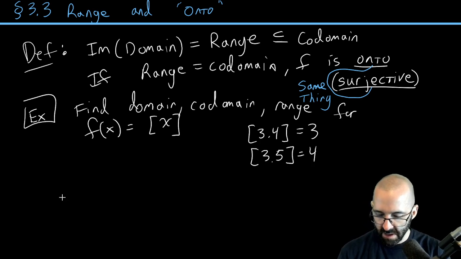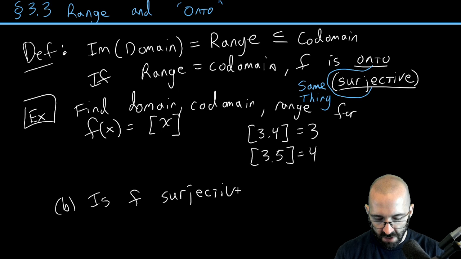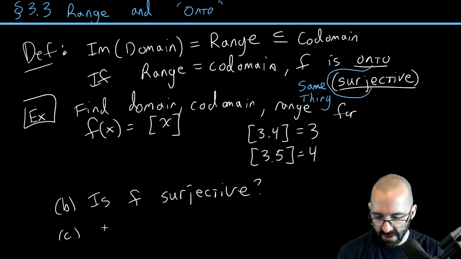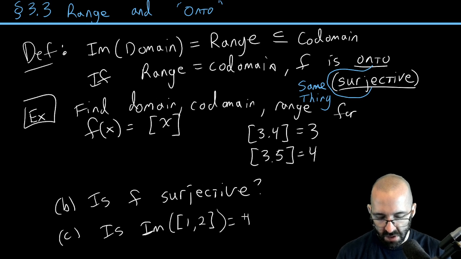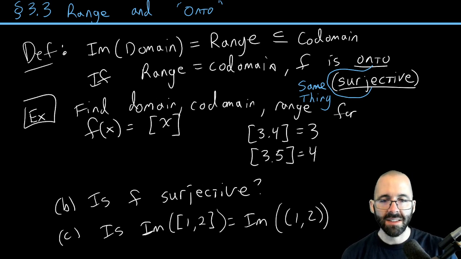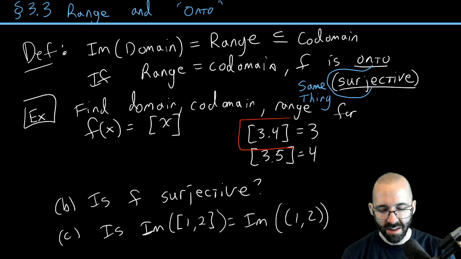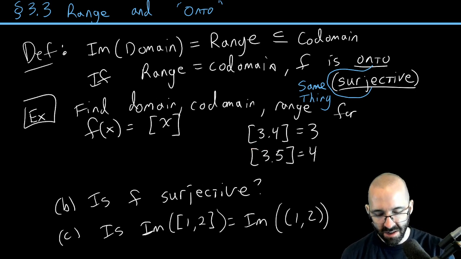Once you've done that, I want you to answer, is F surjective? Is it onto? And then I want you to answer whether this statement is true or not. Is the image of the interval from 1 to 2 equal to the image of the interval from 1 to 2 exclusive? And this is a really annoying thing about math, right? Square brackets can mean very different things. Square brackets around a number are going to mean the nearest integer.